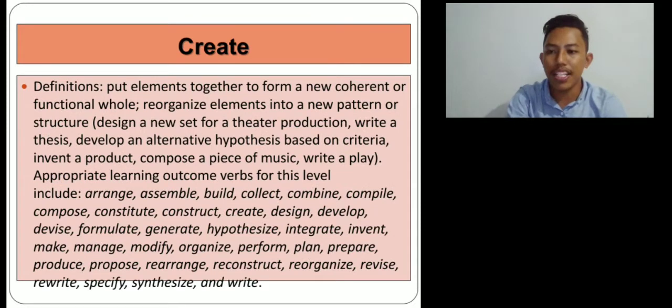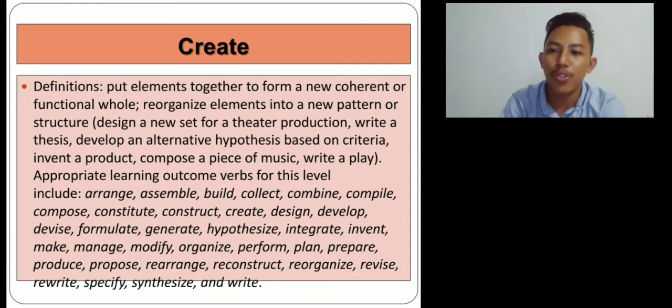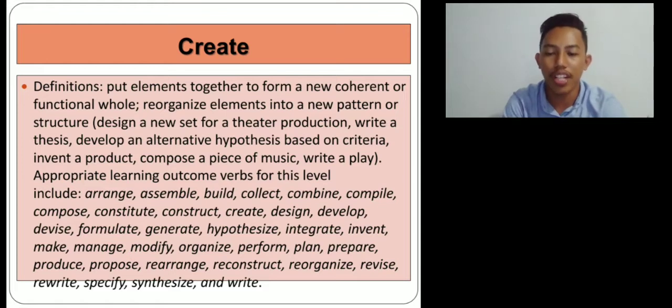The next level is create. In create, students should put elements together to form a new coherent or functional whole. We organize elements into a new pattern or structure. So design a new set for a theater production, write a thesis, develop an alternative hypothesis based on criteria, invent a product, compose a piece of music, write a play. In this level, the students should form a new thing from the things that they have learned before.